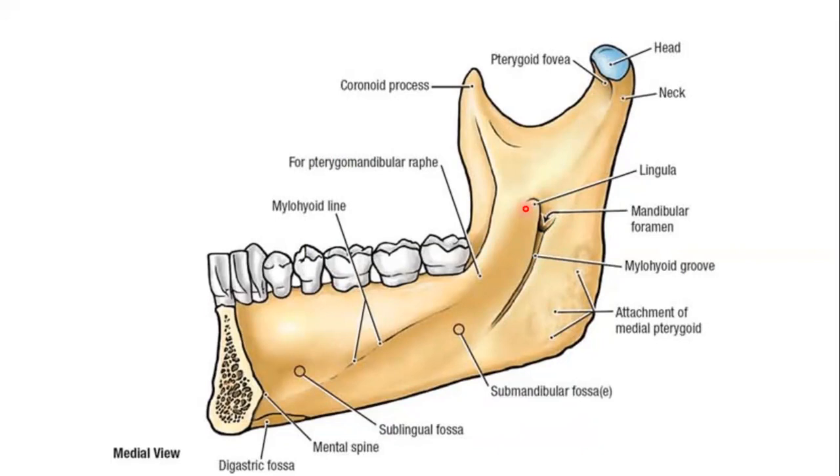Anterior to this mandibular foramen, it runs downwards and forwards till here, from here to here, which is the level of the third molar. And lateral to that is the attachment of the medial pterygoid. This is an area for the attachment of the pterygomandibular raphe and the superior constrictor.